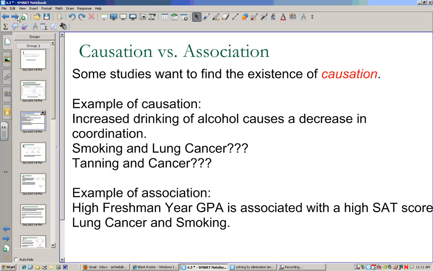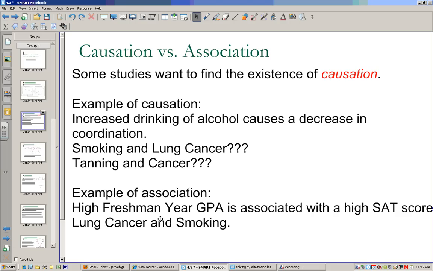However, in some studies we want to find the existence of causation. We want to find out if drinking alcohol causes a decrease in coordination. We want to know if smoking causes lung cancer or tanning causes lung cancer. This could have a huge impact on people's lives as to what they choose to do.